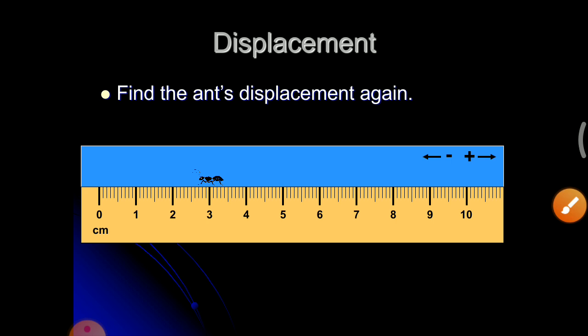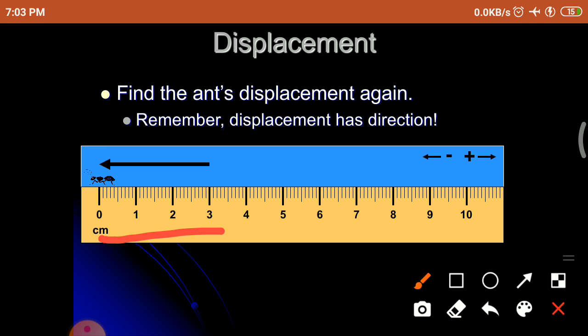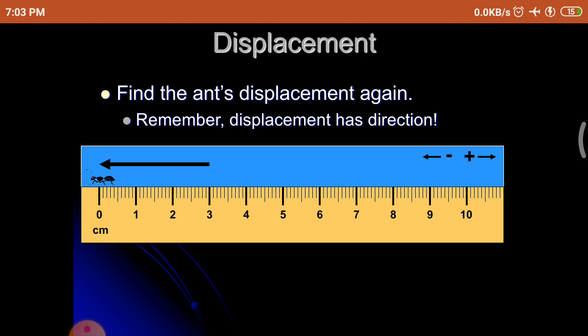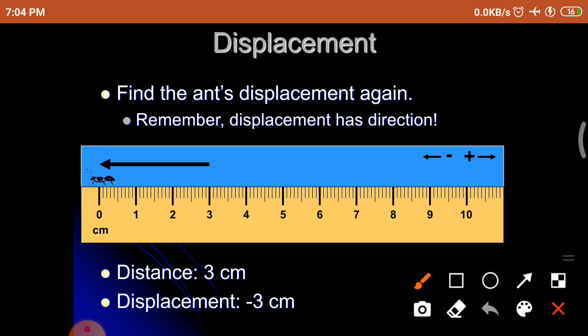Find the ant's displacement again. Remember, displacement has direction. Now the ant travels from 3 to 0. So what is the distance? Distance is equal to 3 centimeters, but displacement is equal to minus 3 centimeters. Here the minus sign represents direction.